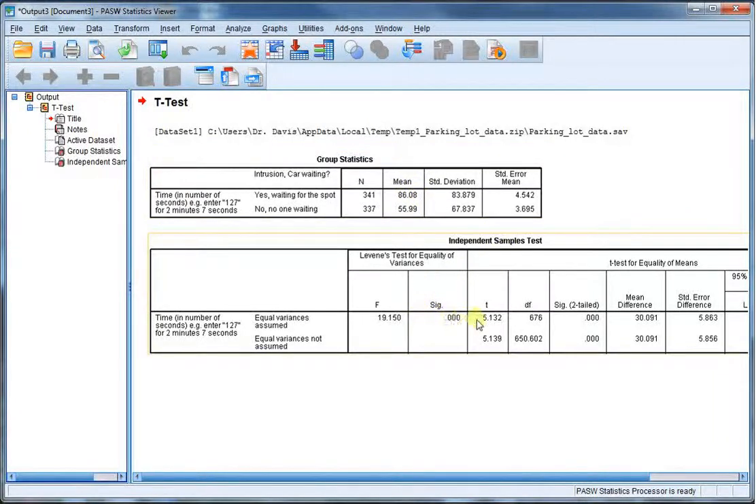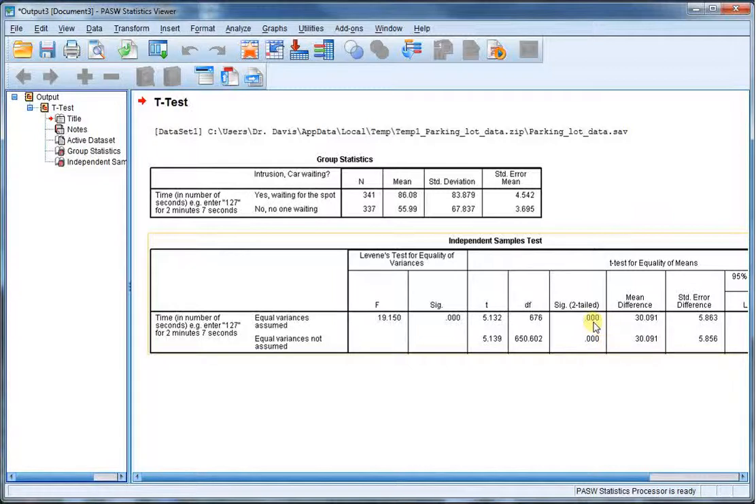So the things we're going to look at, we're going to ignore Levene's test. Completely ignore. You can just put a big X through that box. We're going to look here at this first line: T, degrees of freedom, significance. The T is 5.1, the degrees of freedom is 6.76, and this is a significant result. P is less than 0.001.